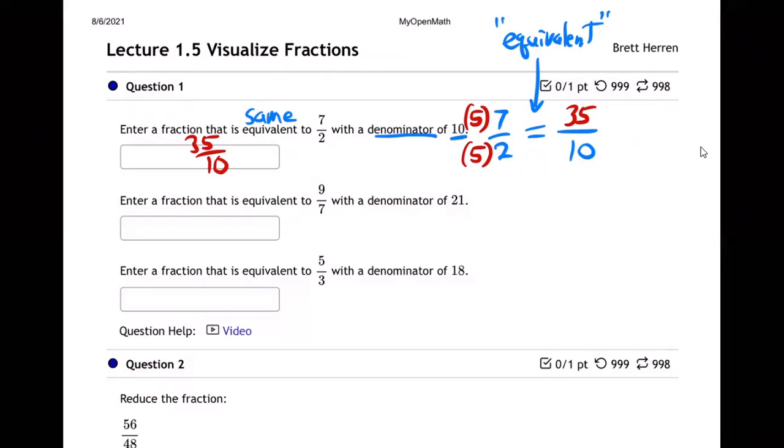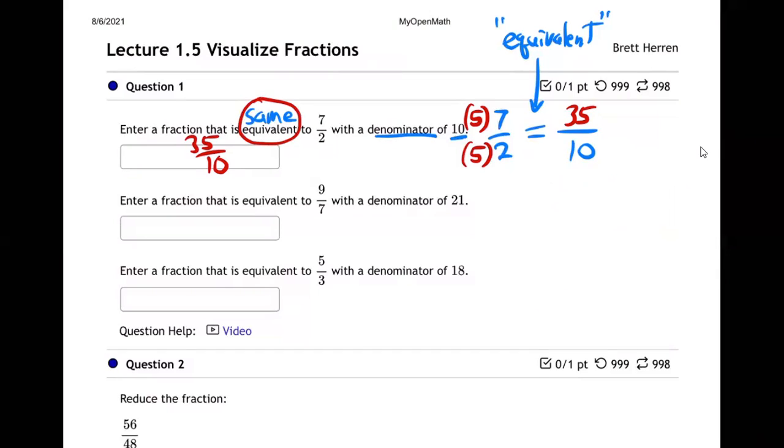They're equivalent. There are two ways to say the same thing. And you can tell because if you took the 35/10 and you reduced it, like if you divided top and bottom by 5, it would go right back to 7/2, wouldn't it? It's the same thing as 7/2. It just looks different. It just has a different denominator, but it's really the same fraction.